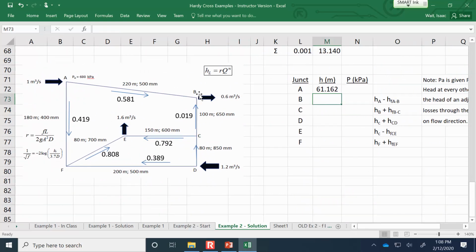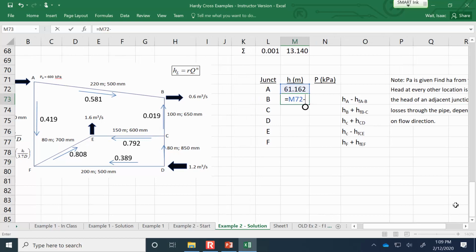So at B, is the head at B higher or lower than the head at A? If the water's going from A towards B, it has to be lower. The water wouldn't be going from A towards B if there was more head at B. So the water always flows from high head towards the low head direction. And so what I've written here in the margin is that the head at B is the head at A minus the loss through that pipe. And I just calculated the loss through the pipe.